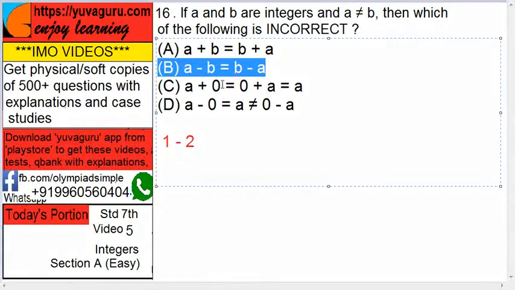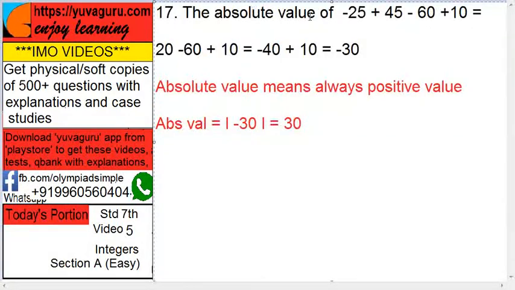See, 1 plus 0 equals 0 plus 1 equals 1. 1 minus 0 equals 1, not equal to 0 minus 1, and 0 minus 1 is minus 1. So that is also correct. Only B is incorrect.